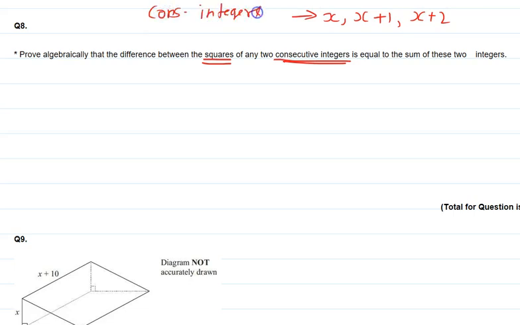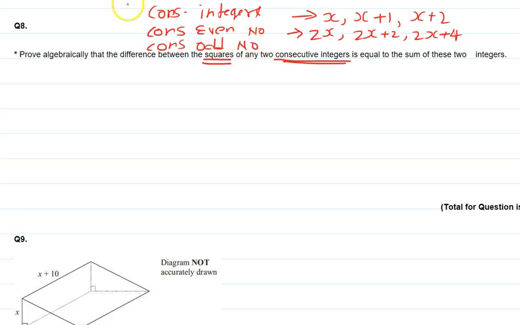When they say consecutive even numbers or even integers, you always take 2x, then 2x plus 2 and 2x plus 4. When they say consecutive odd numbers, please remember this rule: the first number will be 2x plus 1, then the next number will be 2x plus 3, and then 2x plus 5, and so on.